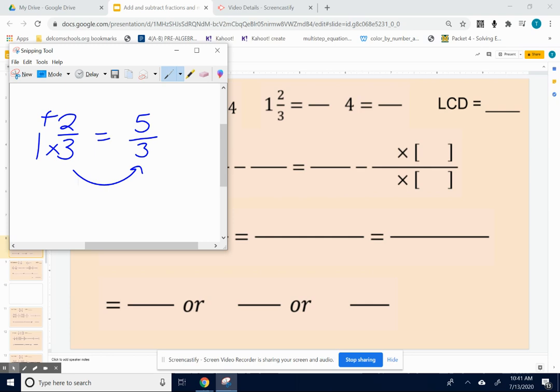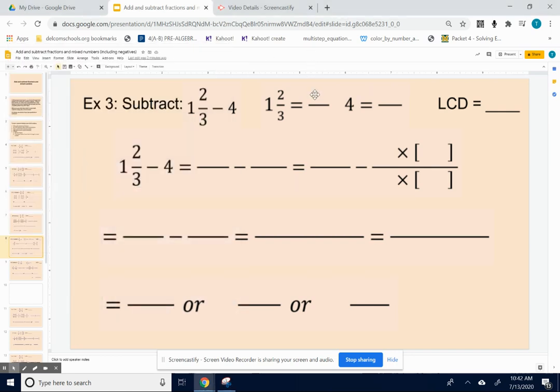Okay, also some of you did backwards C. Kind of think about going along in a backwards C, and still you're multiplying the 1 and the 3, you're adding the 2, and then you keep the 3 the same. Okay, so 1 and 2/3 is 5/3. So just type that in.